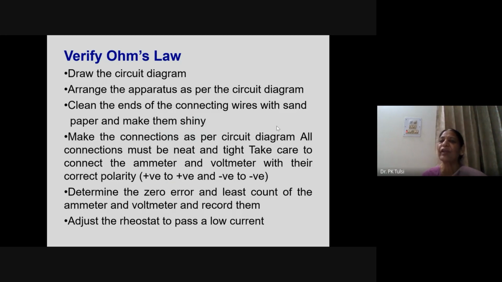And here just an example. Say you are taking your students to verify Ohm's law. Simple thing. And you have given them the manual. Following the manual, they can do it. So they are following the steps. They draw the circuit diagram. They arrange the apparatus as per the circuit diagram.